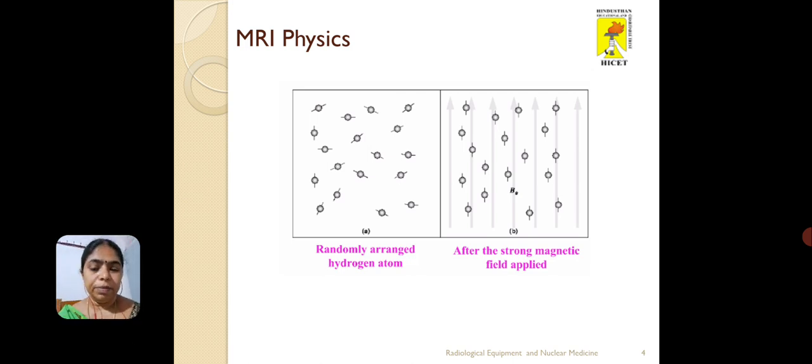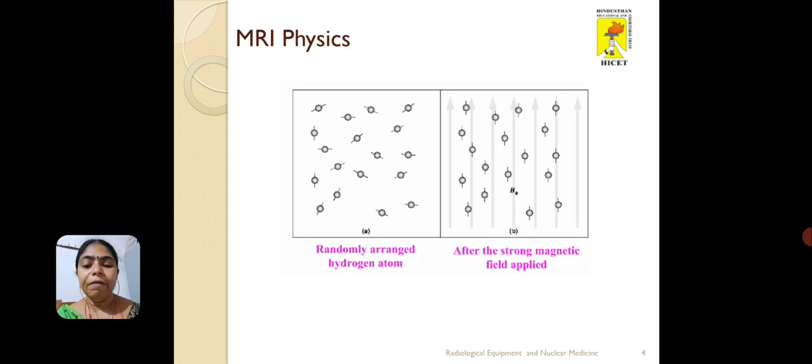Look at this picture. Our human body is made up of water molecules, and in water molecules the hydrogen atoms are present. Look at the first picture: the hydrogen atoms are randomly arranged. The atoms spin in random directions, like tops around their individual magnetic fields. We all know how a top spins. Like that, the hydrogen atoms are randomly arranged.